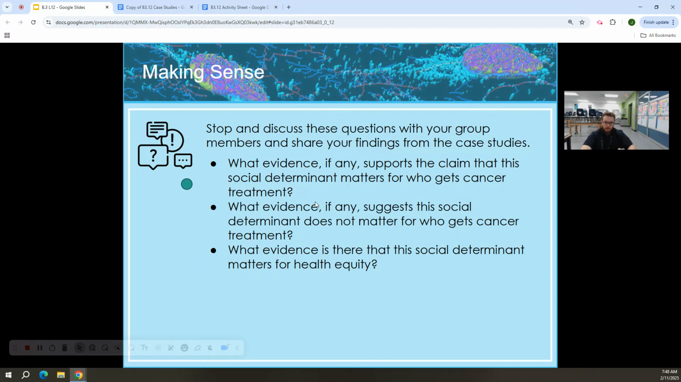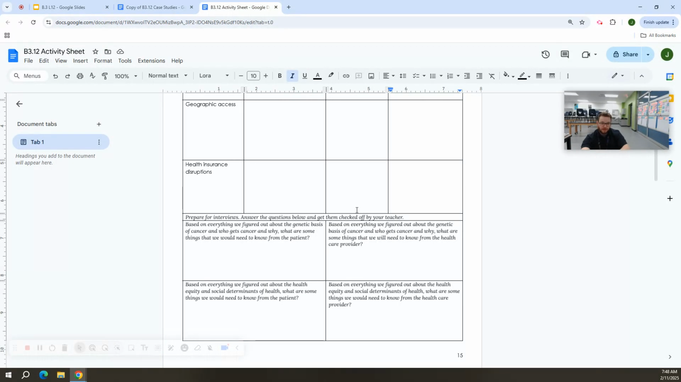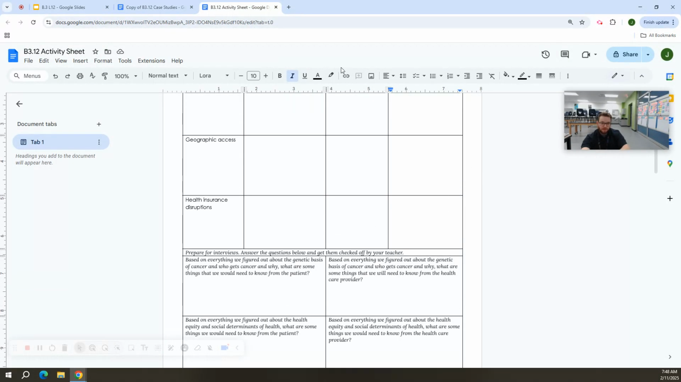Okay, so now with that table completed, you're going to stop and discuss these with your group members. And this is how you're going to fill in the rest of your table. So what evidence, if any, supports the claim that this matters for who gets cancer? What suggests that this does not matter for who gets cancer treatment? What evidence is there that this social determinant matters for health equity? So just pause and discuss those with your group members. Again, we're just trying to get this table filled in at this point.